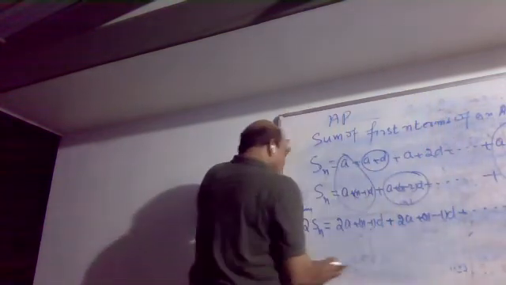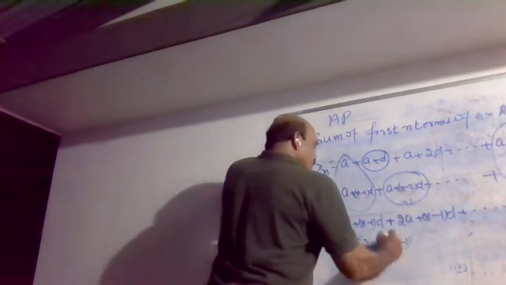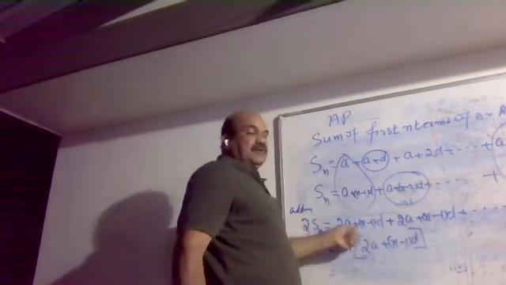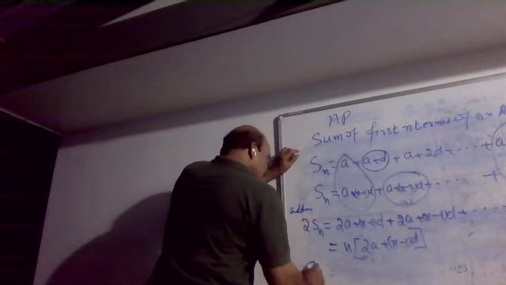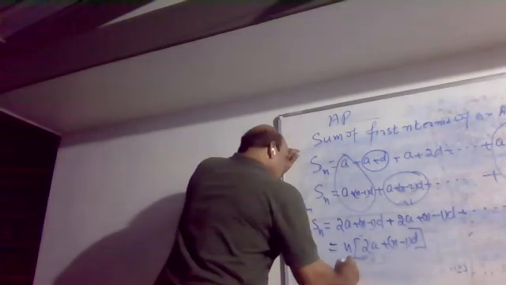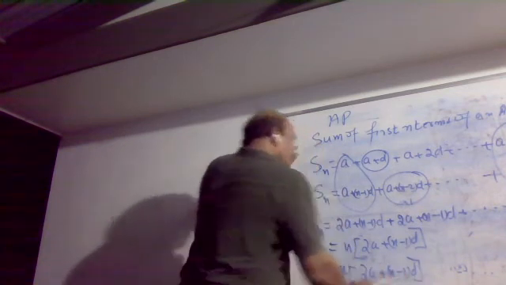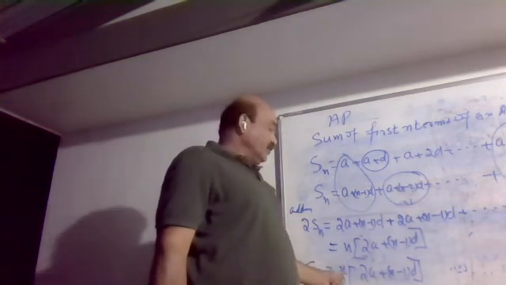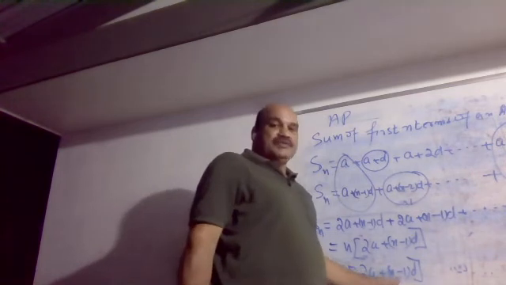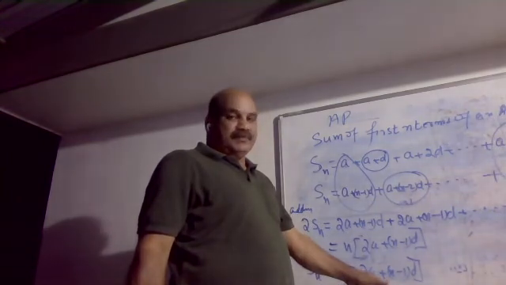How many are there? There are n of them: 2a plus n minus 1 into d. 1, 2, 3, there are n terms. So for each one, we get Sn is equal to n by 2 into 2a plus n minus 1 into d. This is the formula for the first n terms of an AP: Sn is equal to n by 2 into 2a plus n minus 1 into d, where a is the first term and d is the common difference.